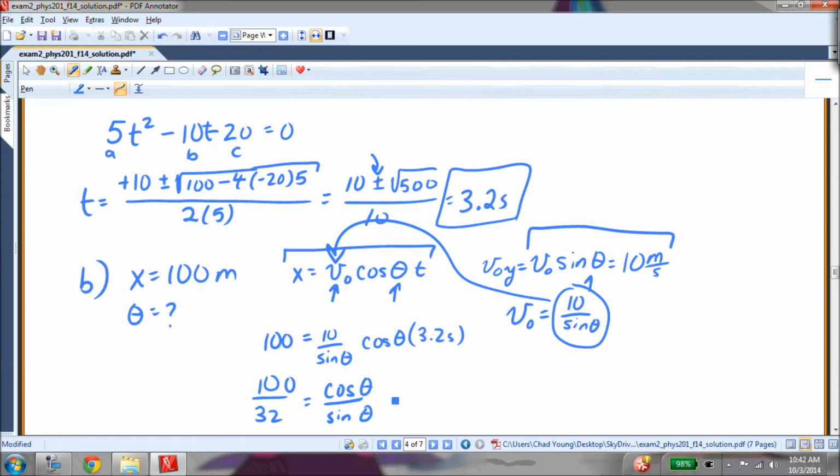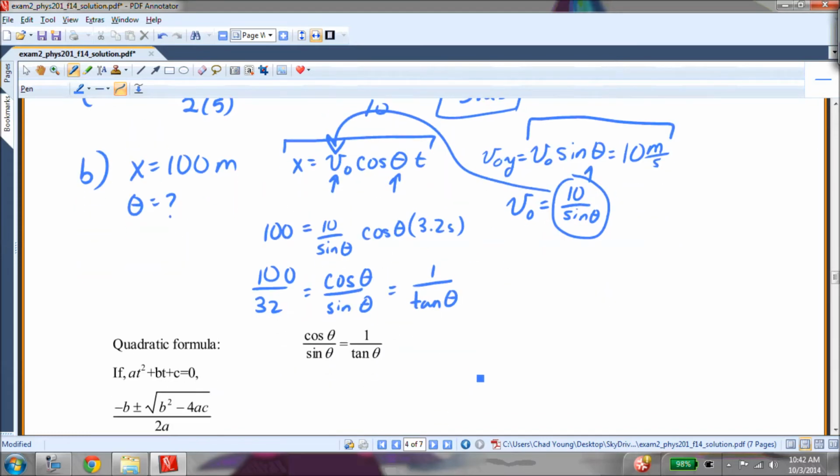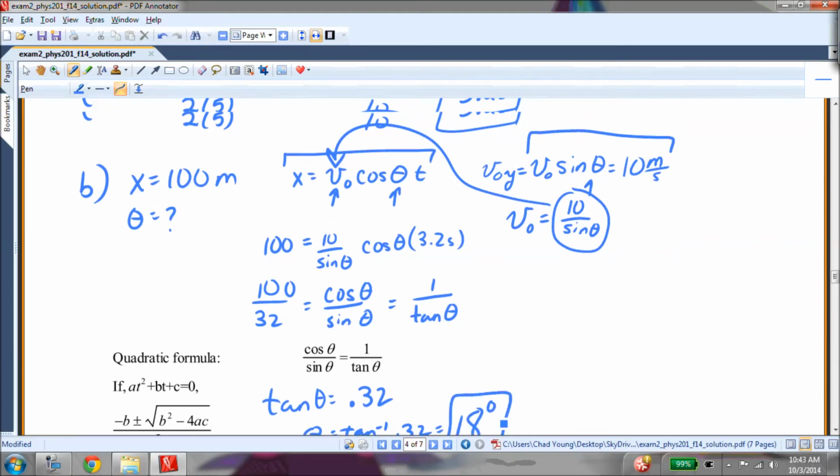And I gave a little hint over there that this is the same as 1 over tan theta. Sine over cosine is equal to tan theta. Oh, there's the hint right there. So solving for this, I get tan theta equals 0.32, and so theta is the inverse tan of that, which is equal to 18 degrees. So that's the answer, 18 degrees.